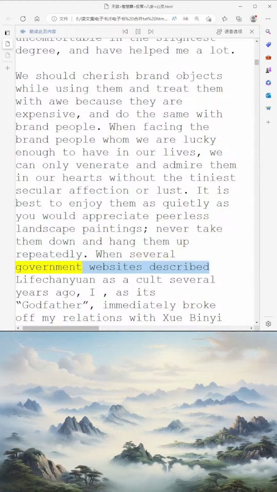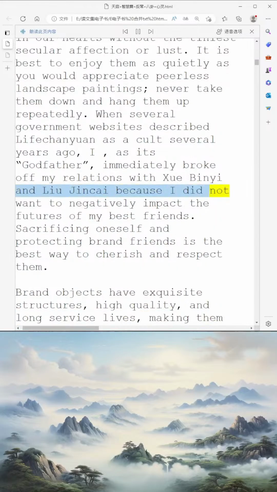When several government websites described Life-Chanuan as a cult several years ago, I, as its godfather, immediately broke off my relations with Xue Binyi and Lu Jinkai because I did not want to negatively impact the futures of my best friends. Sacrificing oneself and protecting brand friends is the best way to cherish and respect them.